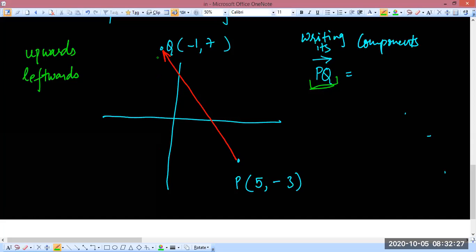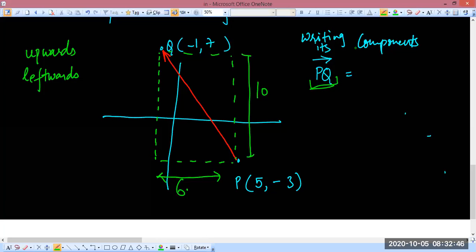Now trap it in a rectangle like I said. Okay, like this. Not a very good drawing, but I'm sure you understand. So I hope you all realize that this is going to be 6 and this is going to be 10. But see, 6 in horizontal, so 6 i caret, but it is going leftwards. So leftwards is of course negative x, so minus 6 i caret.